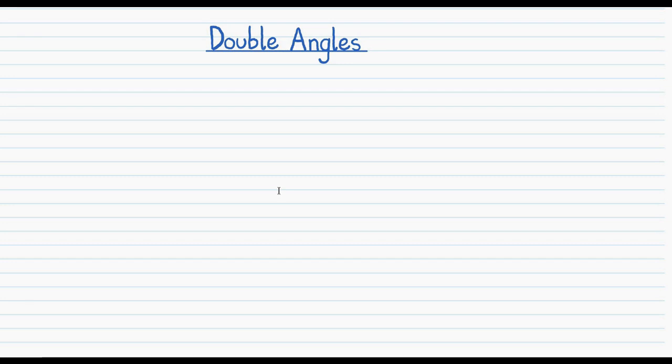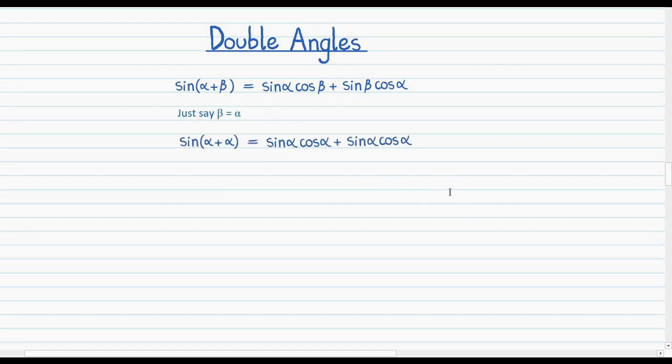So let's see the implication of this, starting with sine(alpha + beta). As mentioned, you just make them both the same angle, so turn the beta into alpha, meaning sine(alpha + alpha), which gives sine alpha cos alpha plus sine alpha cos alpha. Notice that these two terms are exactly the same, and this can simplify to sine 2 alpha, and therefore sine 2 alpha is equal to 2 sine alpha cos alpha, and that's all it is.